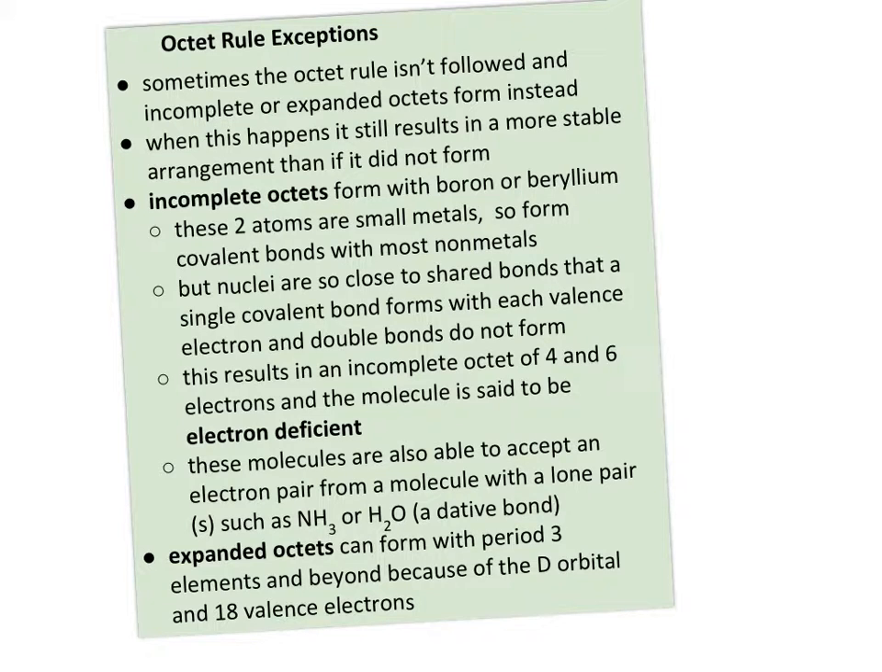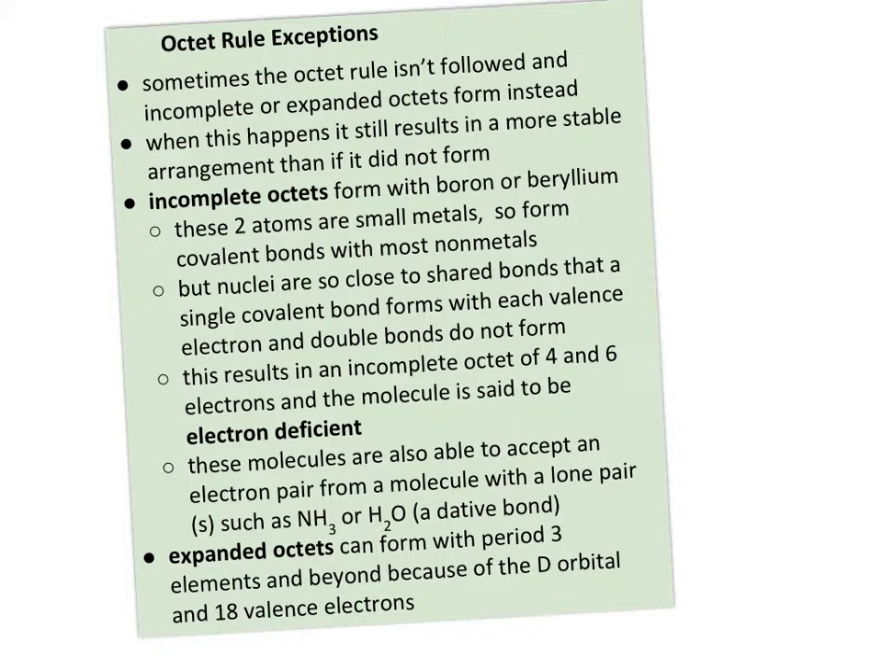But the nuclei for boron and beryllium are so close to the shared bonds that a double bond isn't going to be possible. So even though boron has two valence electrons, rather than trying to form a double bond or a dative bond, it's just going to form those single bonds and go with an incomplete octet. And beryllium is going to do the same thing with its three valence electrons. It's just going to form three single bonds rather than trying to crowd the nuclei close enough to form a double bond or any kind of dative bond.